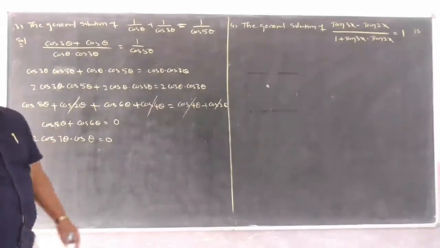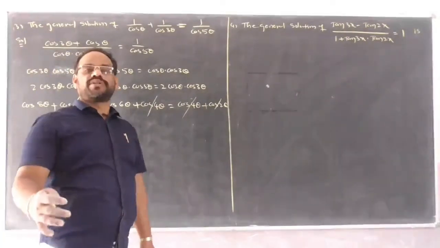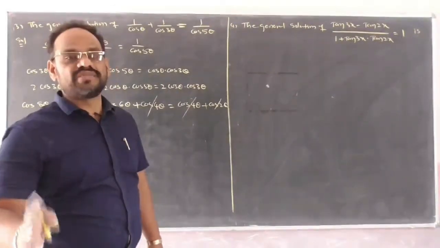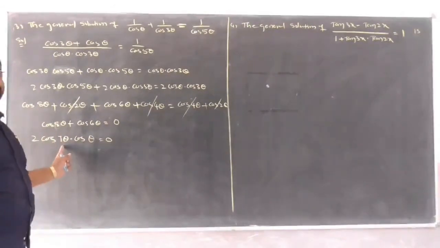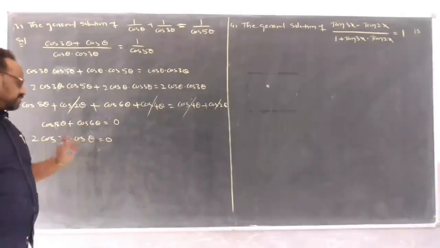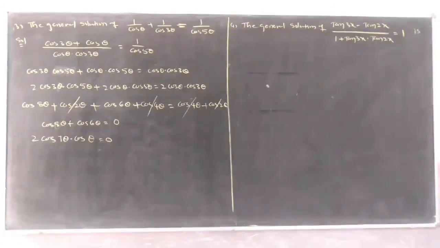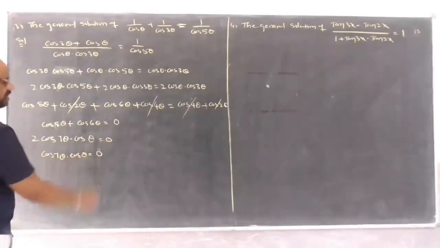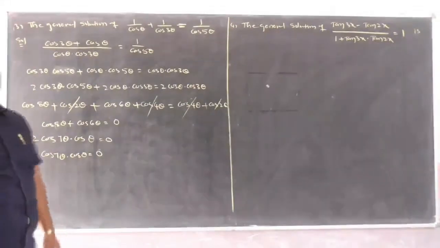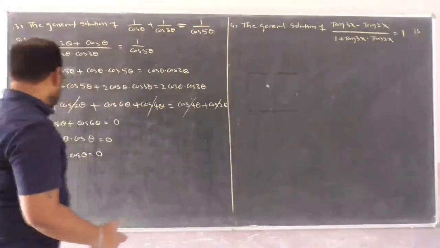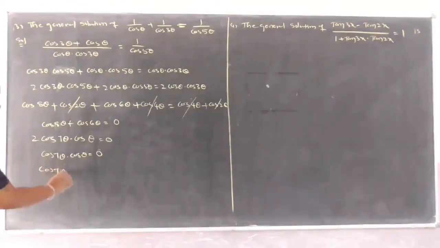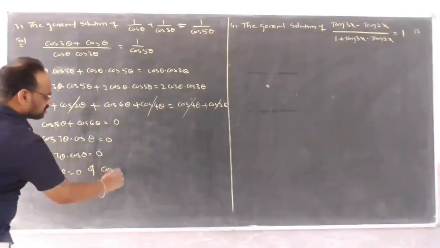So we get 2 cos 7 theta into cos theta equals 0. If you transpose the 2, we get cos 7 theta into cos theta is equal to 0 by anything, we get 0. So A into B is equal to 0. Either A is equal to 0 or B is equal to 0. That means cos 7 theta is equal to 0 or cos theta is equal to 0.